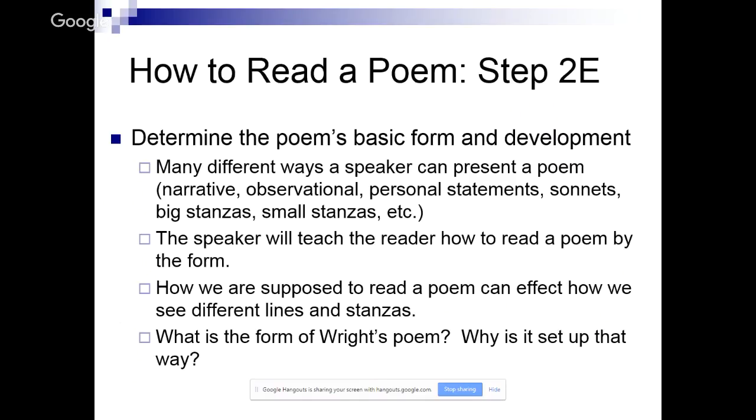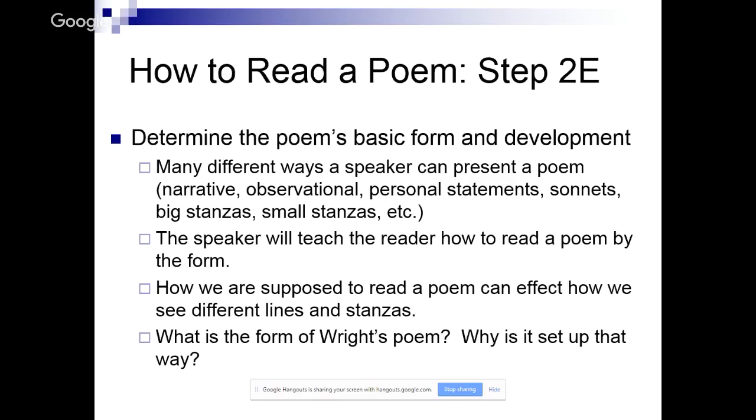Now, I touched on this on Wednesday, but the speaker will teach the reader how to read the poem by the form and the punctuation. If you remember from Wednesday, we looked at the poem and only one of the lines does not have punctuation at the end. So what Wright is telling us is you should pause at the end of every line except for, I think, the second to last and the third to last line where they're talking about the sons galloping against each other in the third stanza. How we're supposed to read the poem can affect how we see different lines and stanzas.